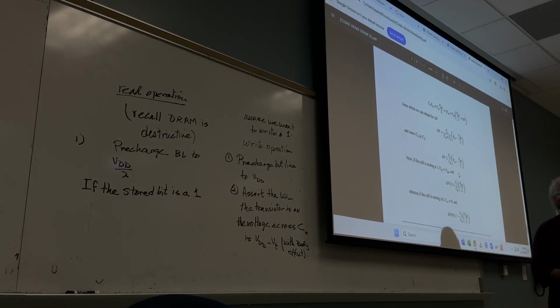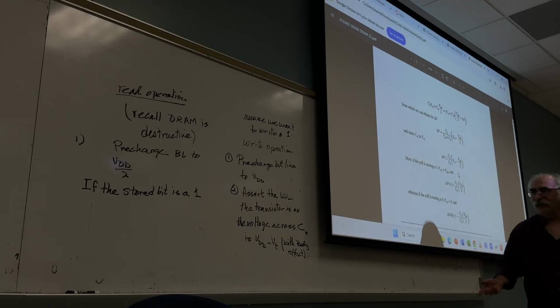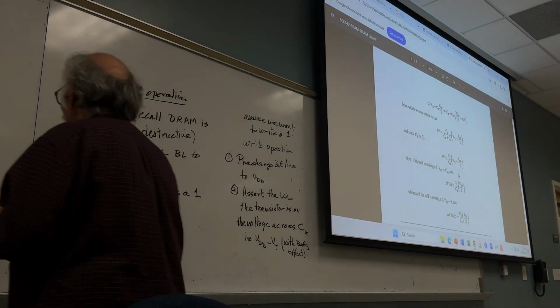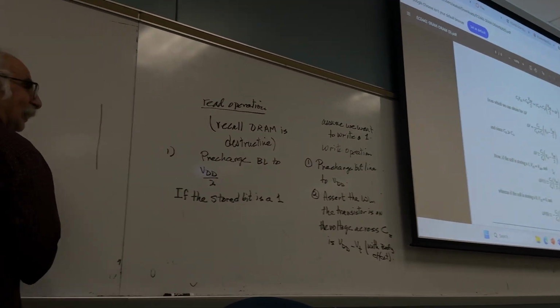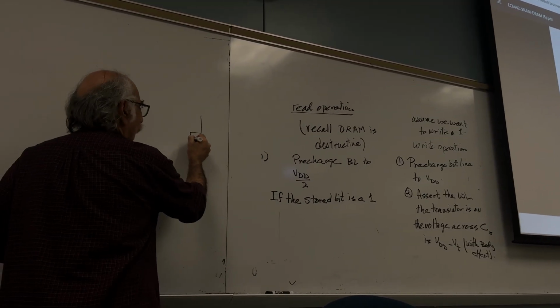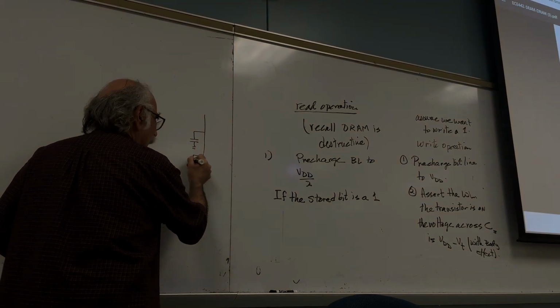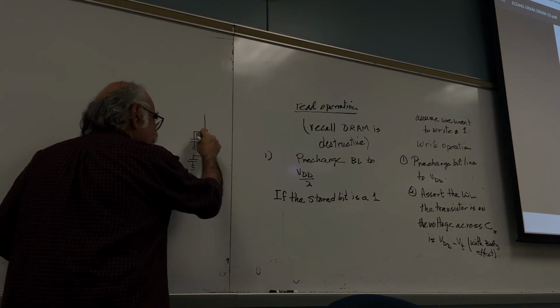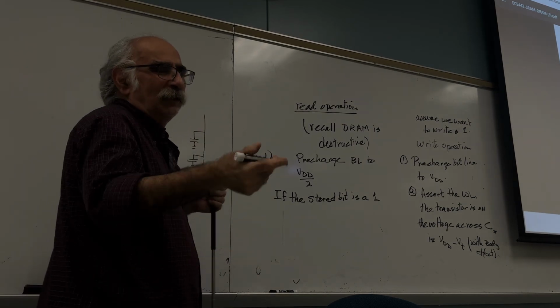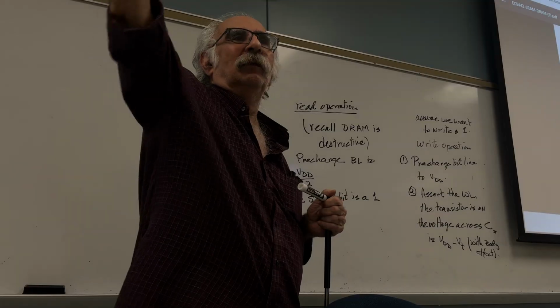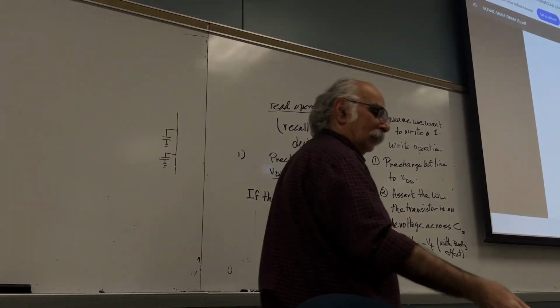Why are they in parallel? Can you show me why they are in parallel? This is a bit line. This is for one cell. This is for another one. Is this one and this one in parallel? They are in parallel. When they are in parallel, the capacitance will begin to increase. Clear?